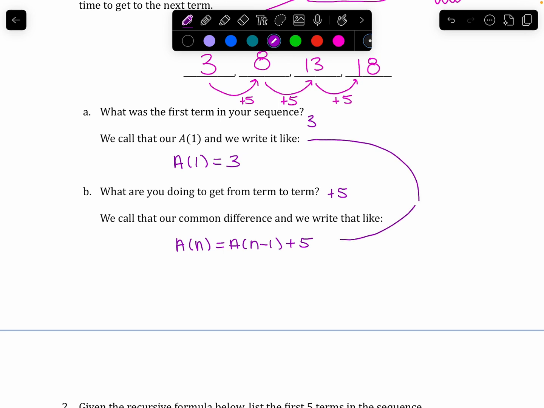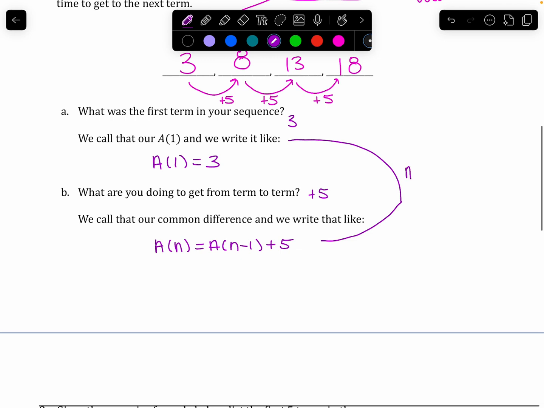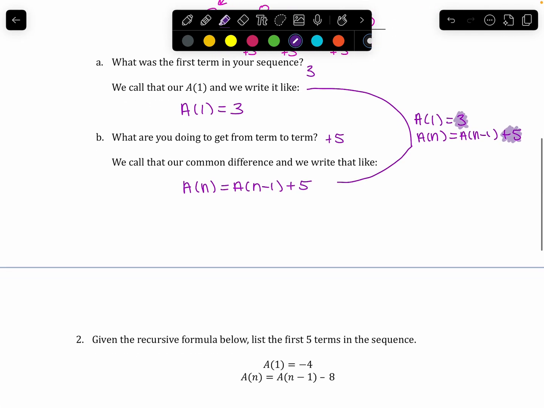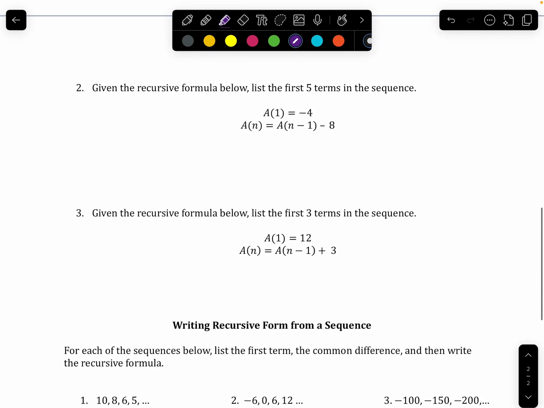So both this part and this part come together to create your recursive formula. You will have your A of 1 equals 3, and then your A of n equals A of n minus 1 plus 5. So if you want to get real technical, you're plugging in a number for this and a number for that, and everything else just stays the same. That's it. That's all we're doing. Okay? I promise it's not that bad.